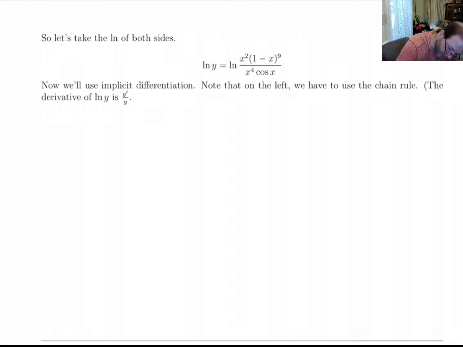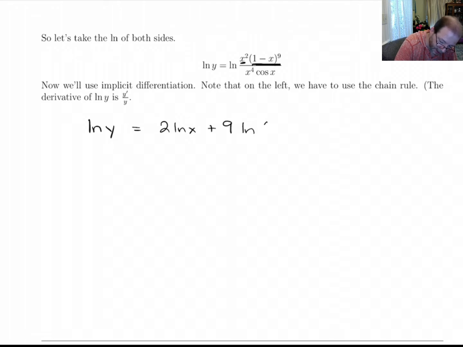All right, so what we've got here is natural log of y equals, and I'm going to go ahead and do all of this at once. The x squared is going to give me 2 ln x. This is going to give me plus 9 ln(1 minus x). X to the fourth is going to give me minus 4 ln x. And cosine is going to give me minus ln cosine x.